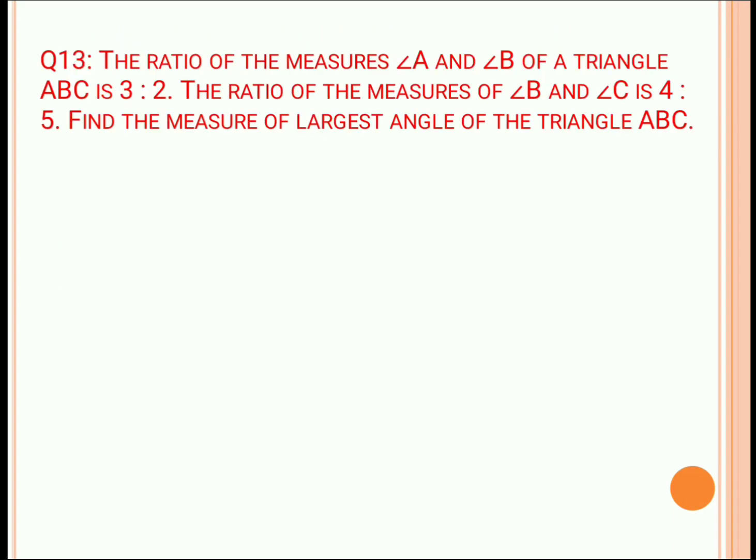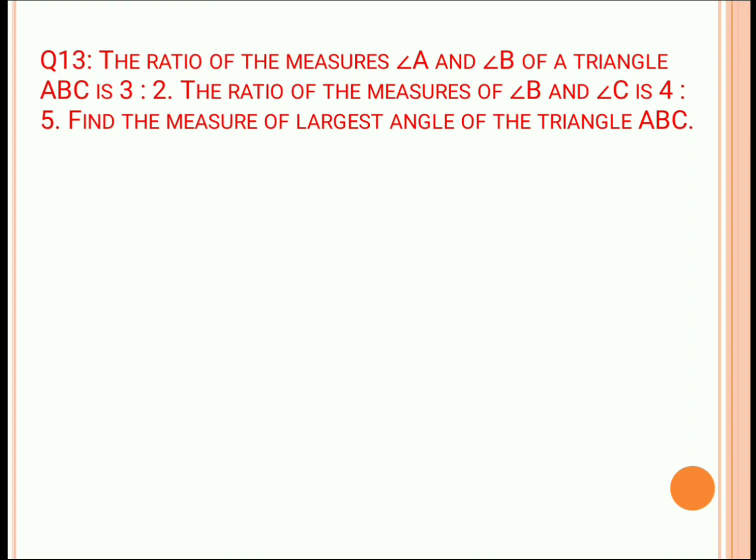The ratio of measures of angle A and B of a triangle ABC is 3 is to 2. The ratio of the measures of angle B and angle C is 4 is to 5. Find the measure of the largest angle of triangle ABC.